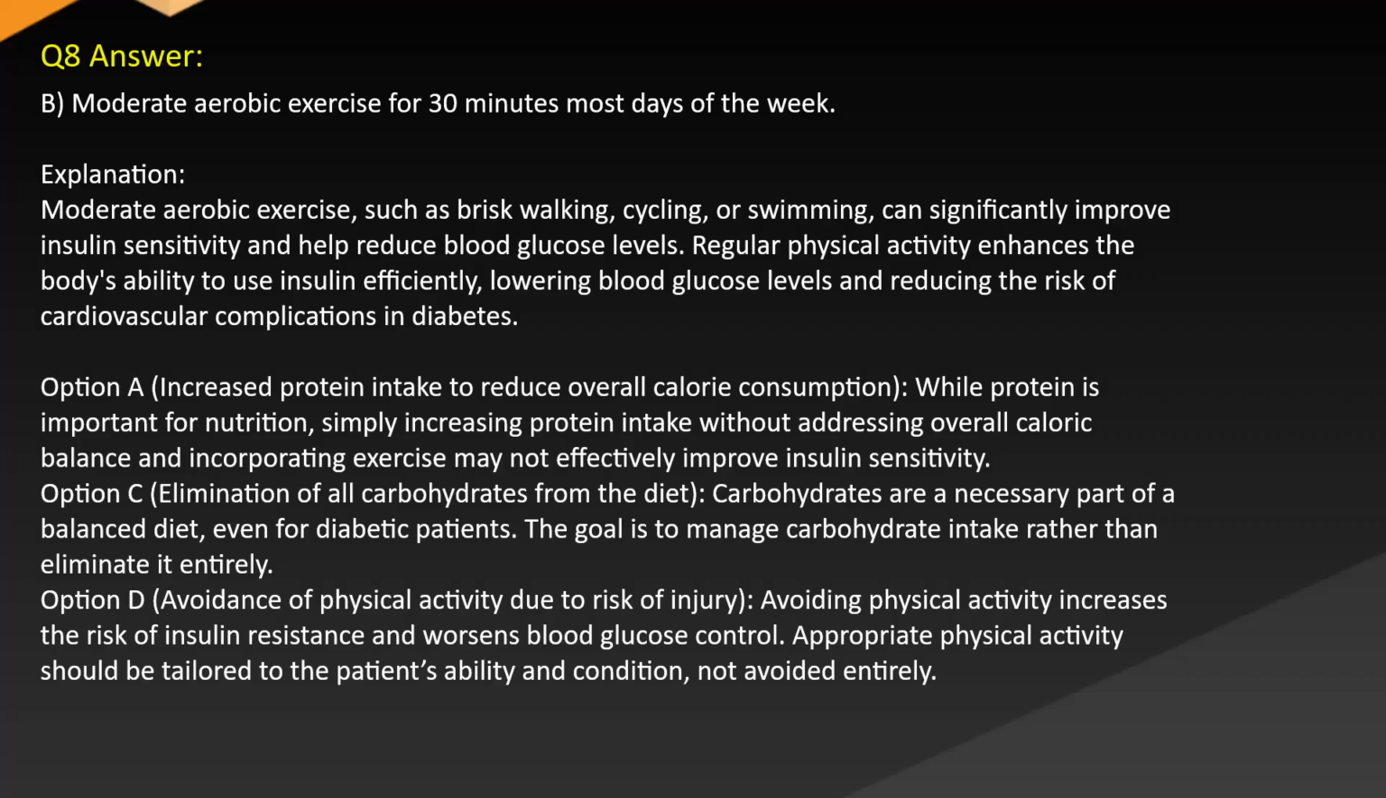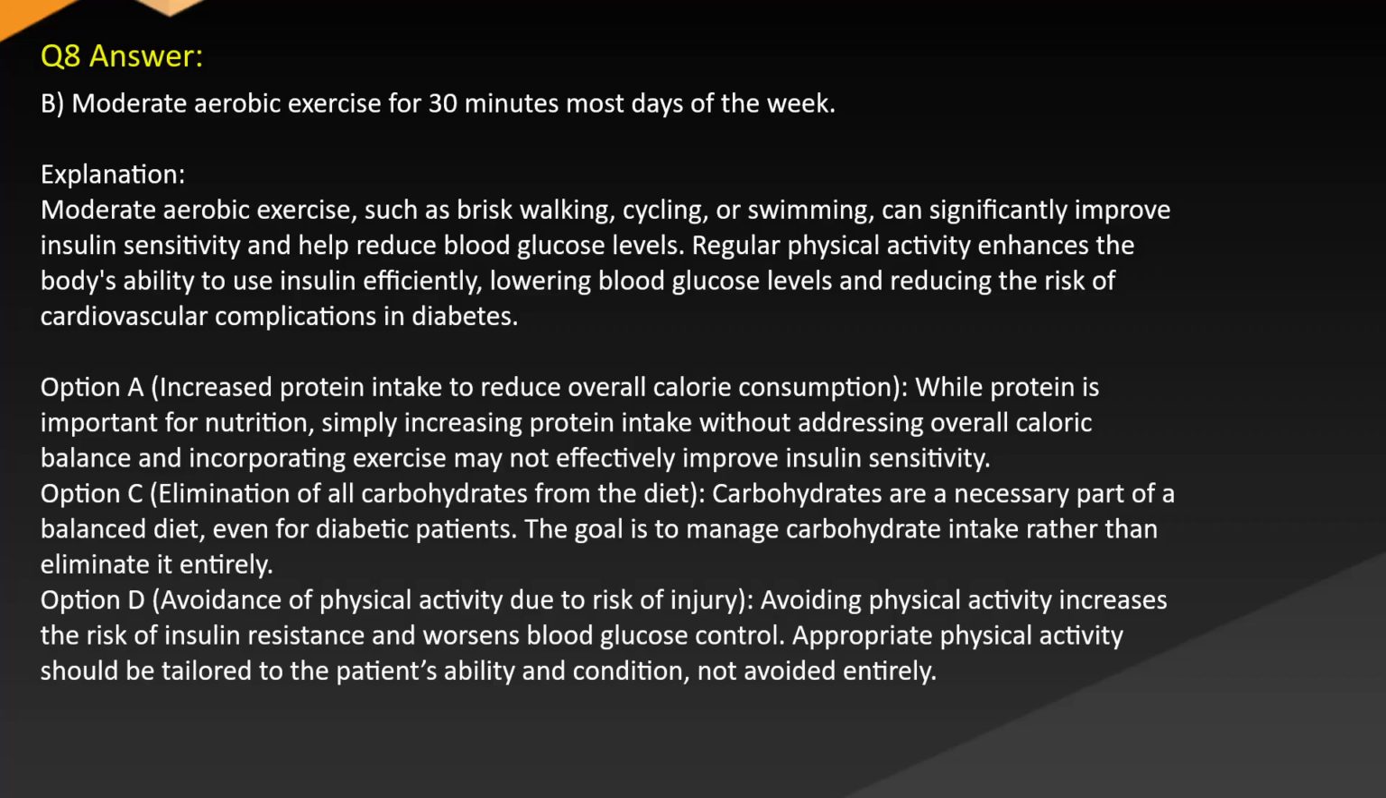Option A. Increased protein intake to reduce overall calorie consumption. While protein is important for nutrition, simply increasing protein intake without addressing overall caloric balance and incorporating exercise may not effectively improve insulin sensitivity. Option C. Elimination of all carbohydrates from the diet. Carbohydrates are a necessary part of a balanced diet, even for diabetic patients. The goal is to manage carbohydrate intake rather than eliminate it entirely.